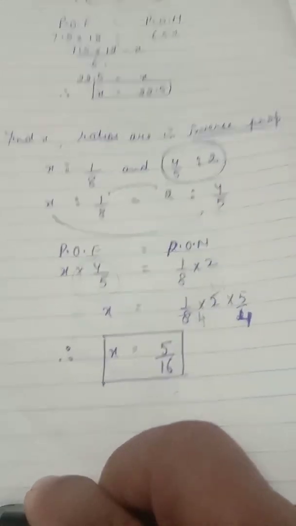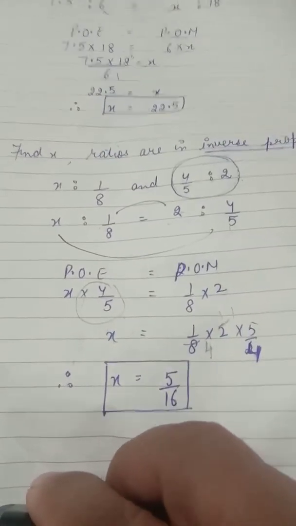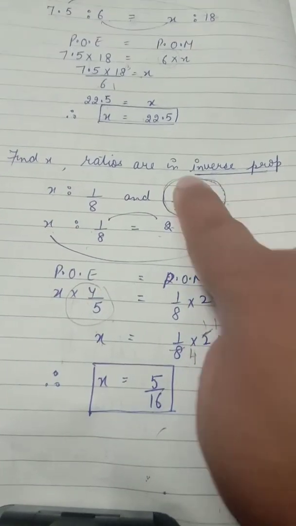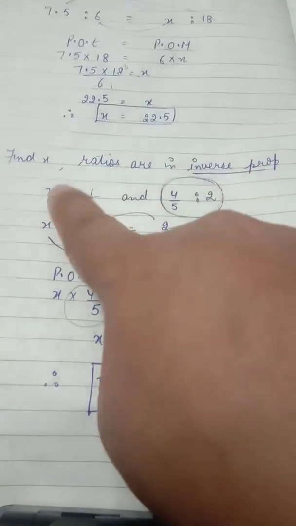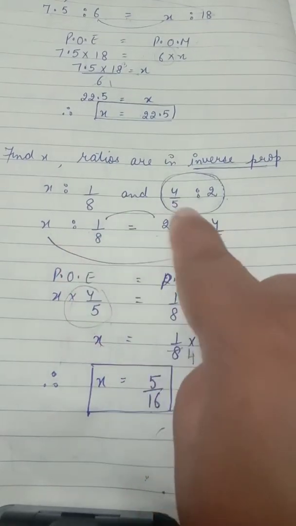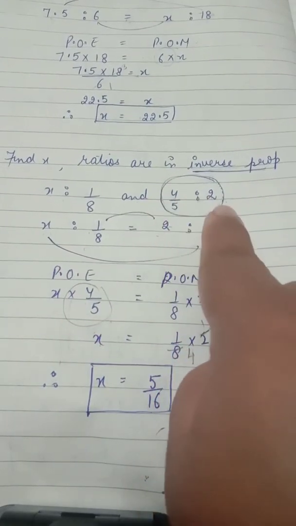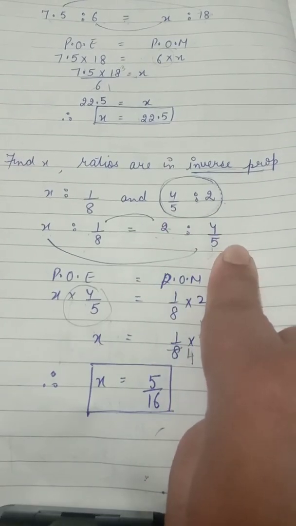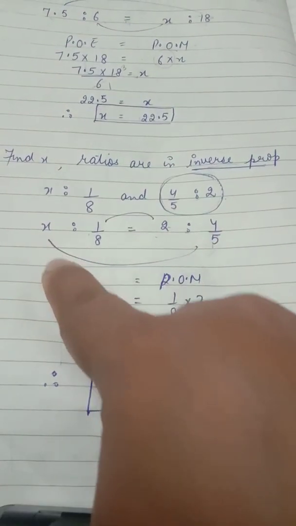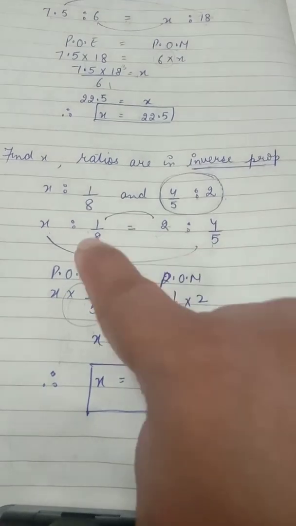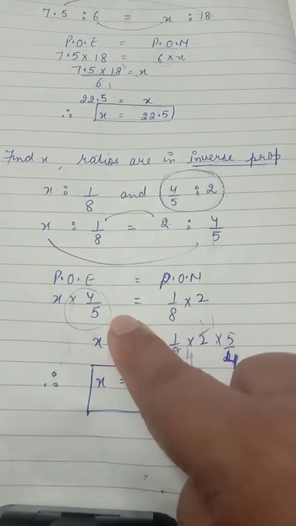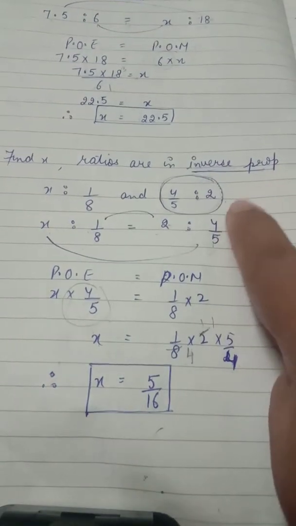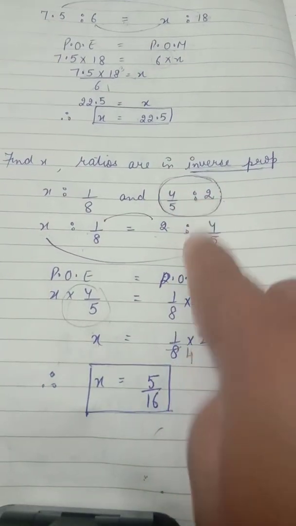In question 6, again you have to find x, but the ratios are inversely proportional. Now when they are inversely proportional, what we do is let the first ratio be the same only and interchange the second ratio. That means just interchange the places. 2 comes here and 4.5 takes 2's place, and then again the method remains the same. Product of extremes is equal to product of means. The only difference is that here we didn't change anything. In inverse proportion, we are just interchanging the second set of the ratio.